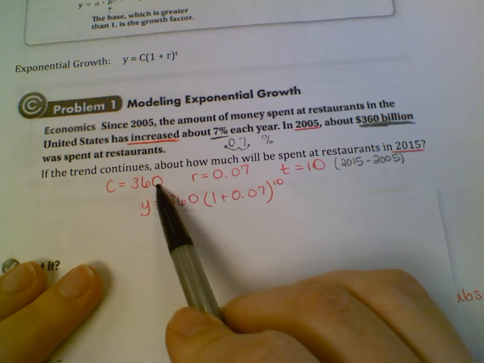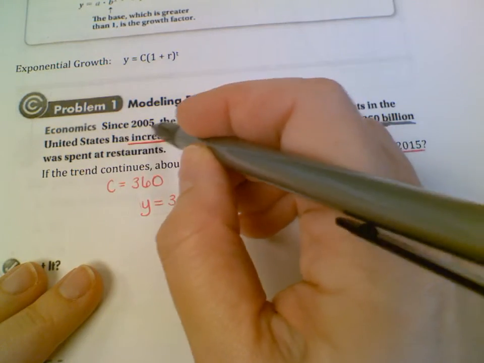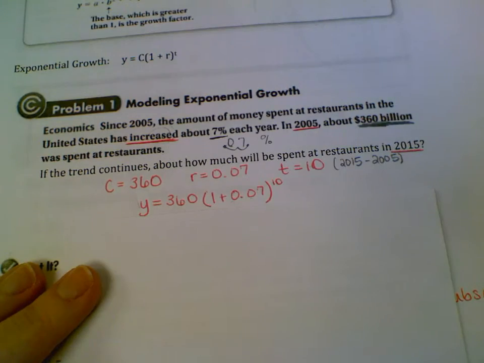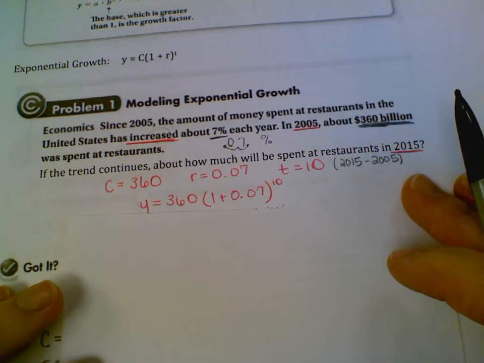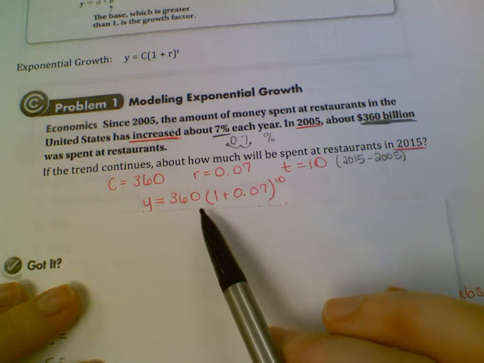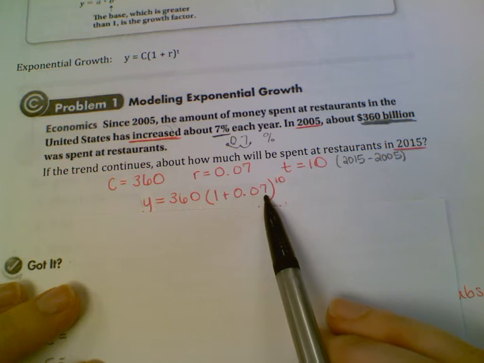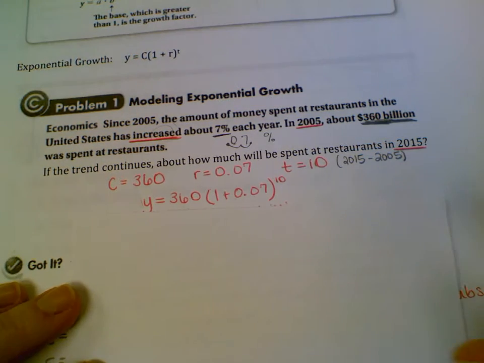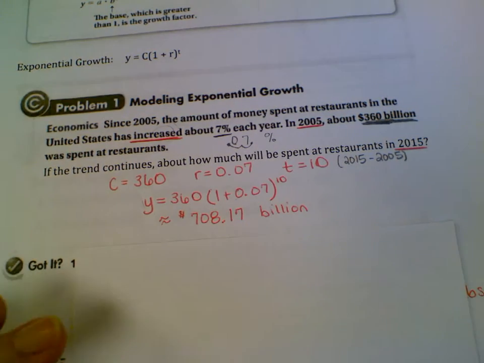So 360 was my initial amount. I'm going to add in the 0.07. Now notice I'm increasing, so that's how I know I'm going to be adding in a positive. And then over here my time is 10. So then I just type this into my calculator exactly like it says. I would type in 360 parenthesis 1 plus 0.07, close the parenthesis, and raise it to the 10th power. Then you should be getting about 708.17, and then I would add on the dollar sign, and I would also add on the word billions because I'm talking about in terms of billions of dollars.